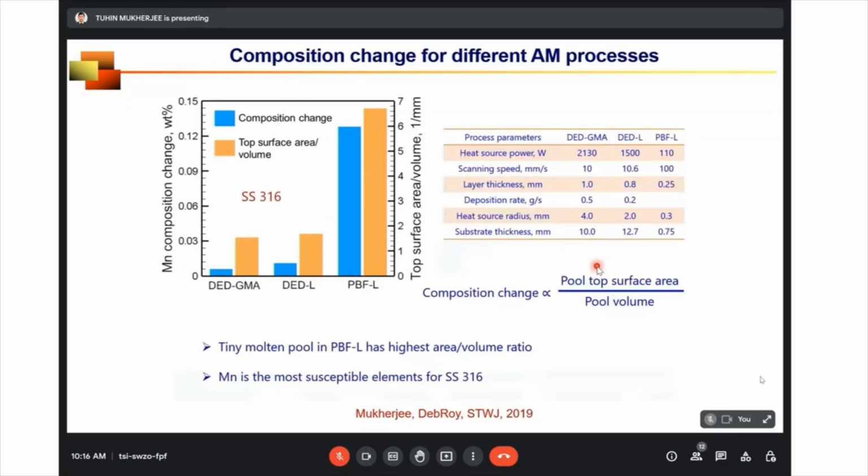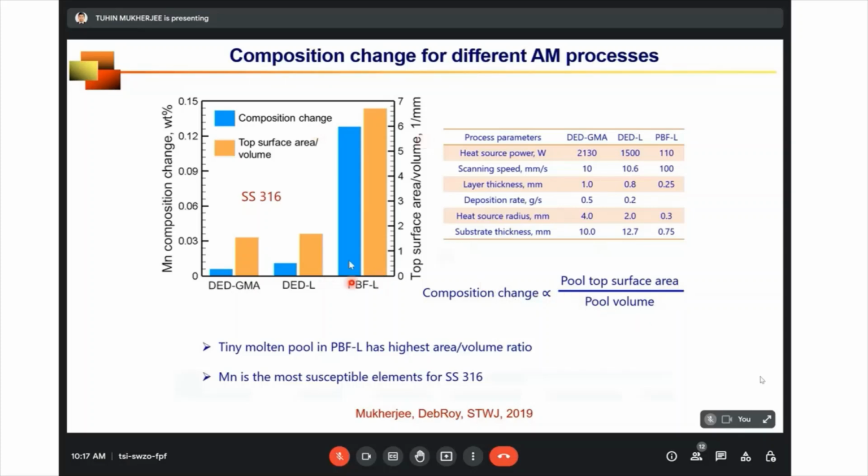Composition change actually depends on a factor which is nothing but the ratio of pool top surface area by pool volume. So higher top surface area means more vaporization that will change the composition more. But at the same time, composition is changing from how much material. To represent that we have pool volume. So if the same amount of material is vaporizing from a very large molten pool, composition change will be very less. That's why it is inversely proportional.